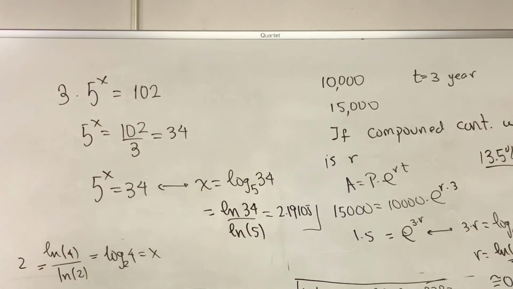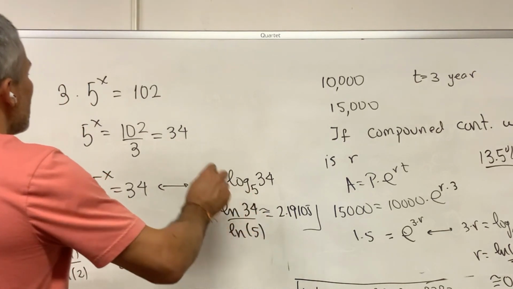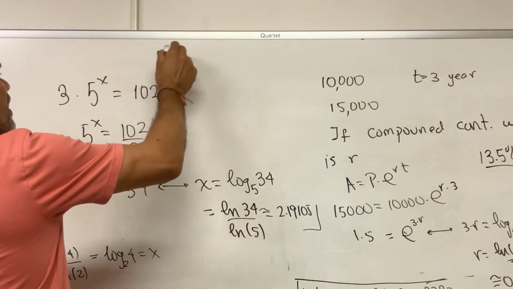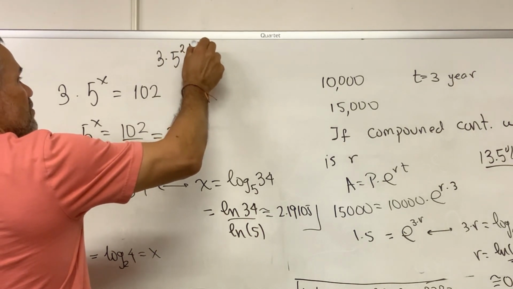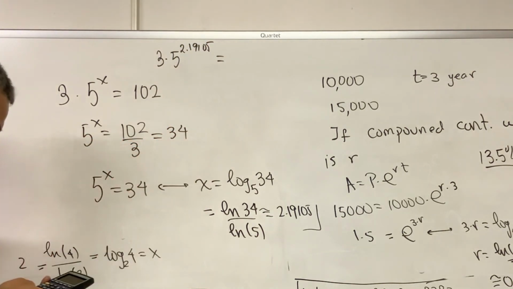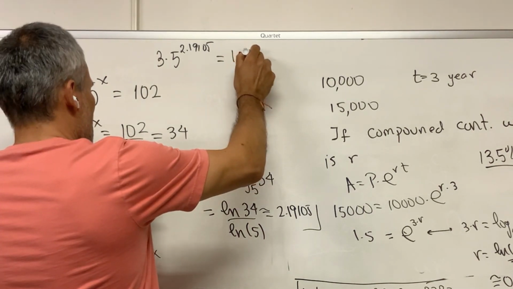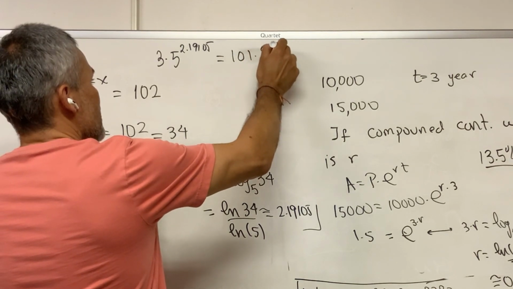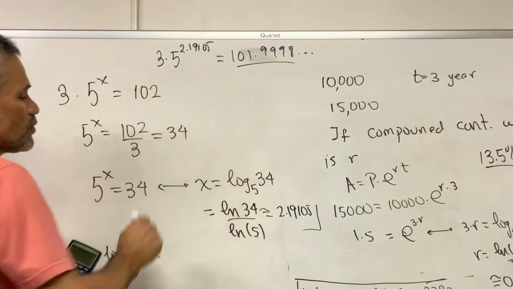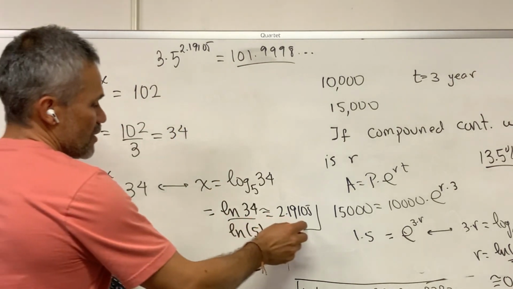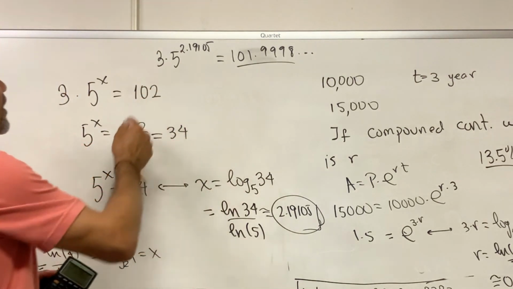and this is equal to 2.19105. Notice that we can check that this is approximately the right number. If we do 3 times 5 to the 2.19105, we will get 101.9998, and it is very close to 102. The reason it is not exactly the same is because we are approximating here, and therefore we get an approximation of the solution.